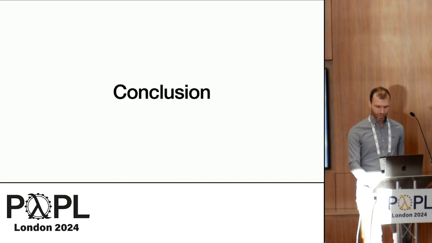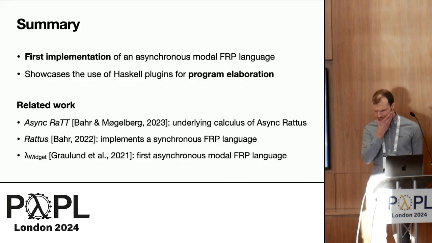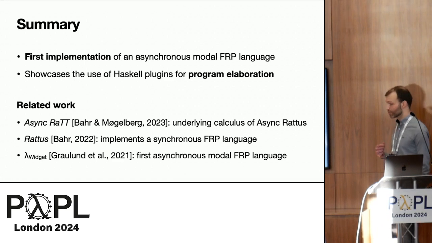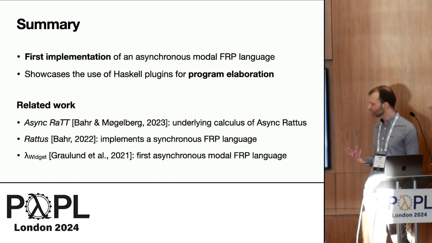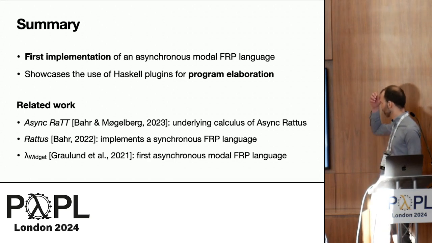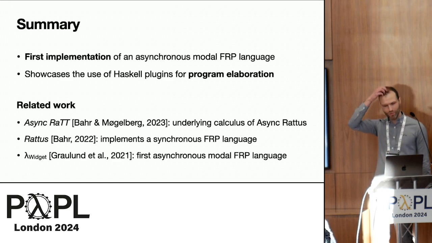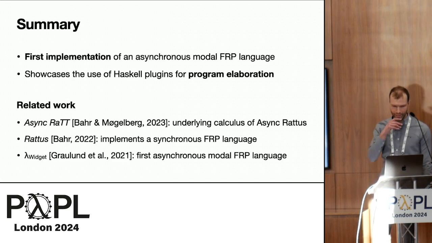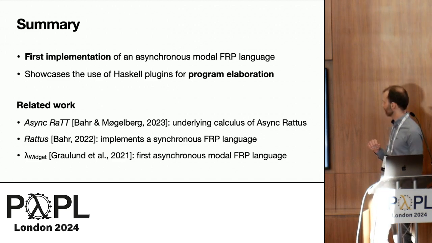All right, to wrap up. What I've shown you is a first implementation of an asynchronous modal FRP language, a language that uses modal types to build asynchronous functional reactive programs. And in order to implement it, we had to use this program elaboration. I haven't seen this before, using a compiler plugin like this for program elaboration, which works out very nicely. There's also a bunch of related work that I want to shortly mention.